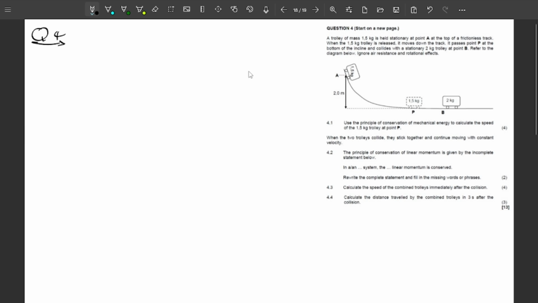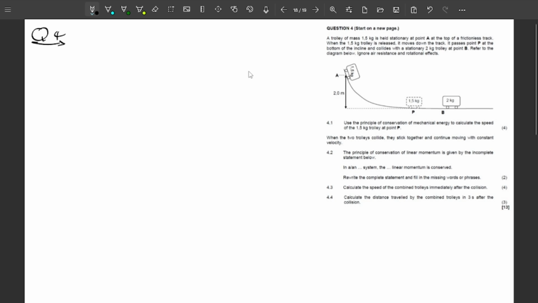A trolley of mass 1.5 kilogram is held stationary at point A at the top of a frictionless track. When the 1.5 kilogram trolley is released, it moves down the track, passes point P at the bottom of the incline and collides with the stationary 2 kilogram trolley at point B. Refer to the diagram below. Ignore air resistance and rotational effects.